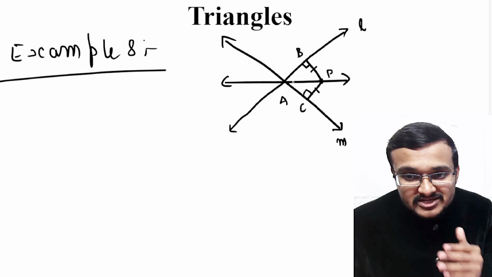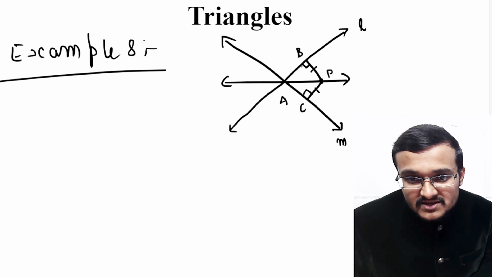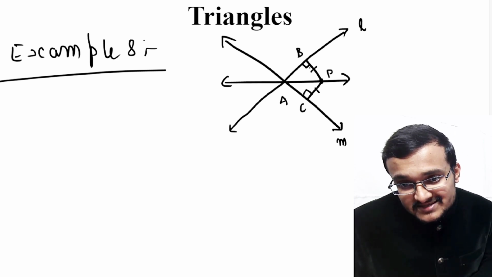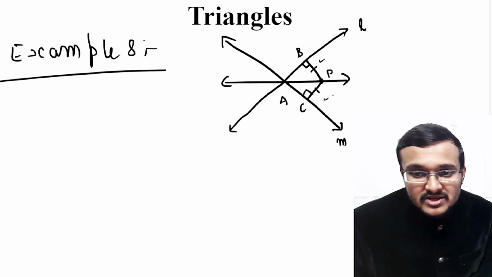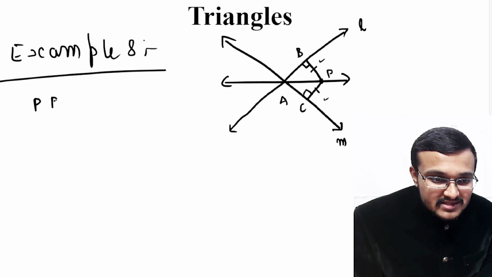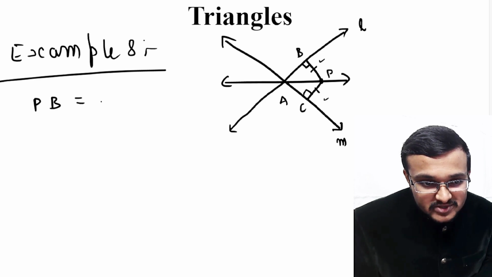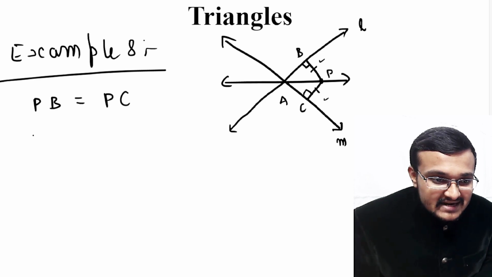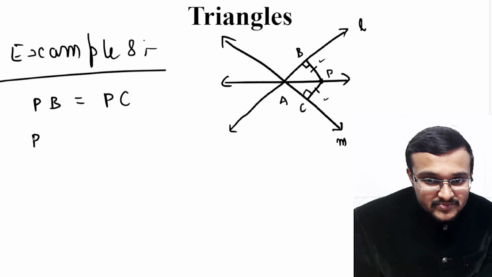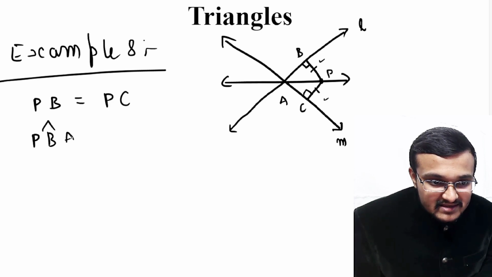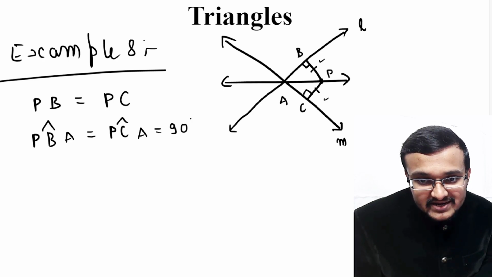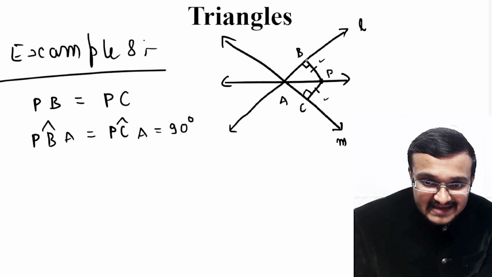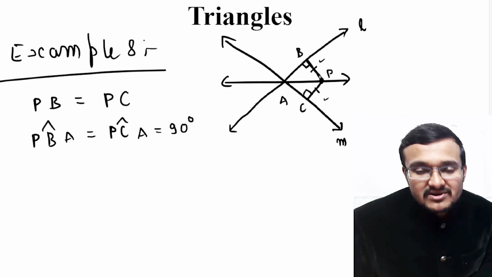Since P is equidistant from L and M, this particular line is equal to this particular line, that is PB is equal to PC. That is what they have given in this question. So PB is equal to PC, and angle PBA is equal to angle PCA, which is equal to 90 degrees, because we are calculating the distance from a line.